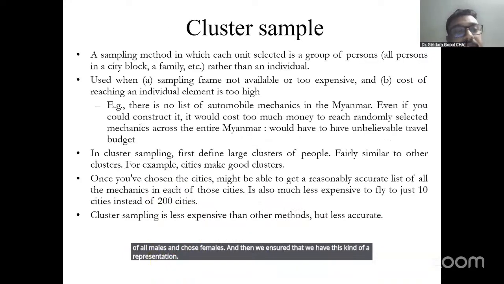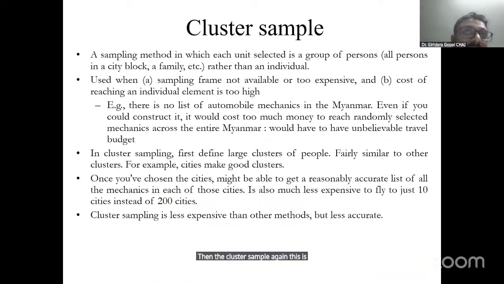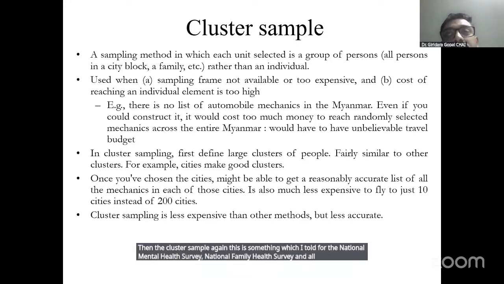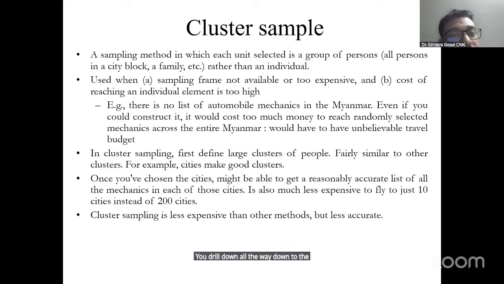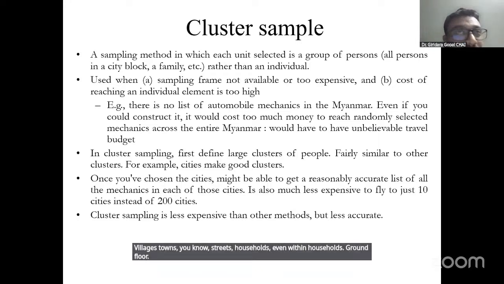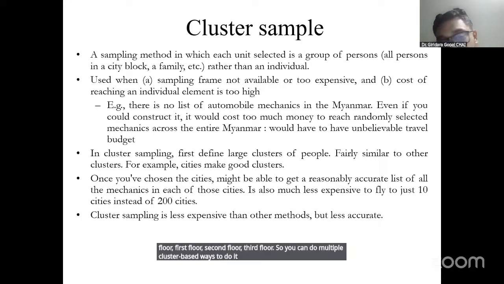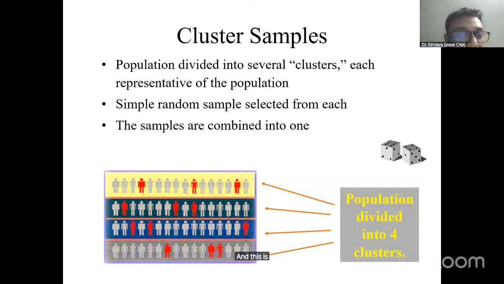Then the cluster sample. Again, this is something which I told for the National Mental Health Survey, the National Family Health Survey, and all the big surveys, wherein you start from the national level or the state level. You drill down all the way to states, districts, cities, towns, wards, villages, streets, households, even within households: ground floor, first floor, second floor, third floor. So you can do multiple cluster-based ways to do it. I'm not going to dive into it. I've already spoken about it, and this is how you do that.